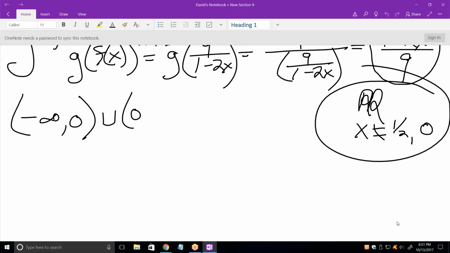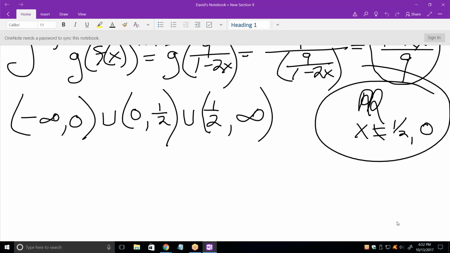Because it can be 1/4, right? It can be 1/10, it can be 1/50, it can be 1/4. It just can't be 1/2. So it can be everything up to 1/2. What next? And then it would be union again. And then 1/2 to infinity. Yeah, that's why I said start from left to right. In other words, always start from negative infinity, assuming it's in your domain. And in this case, it is.